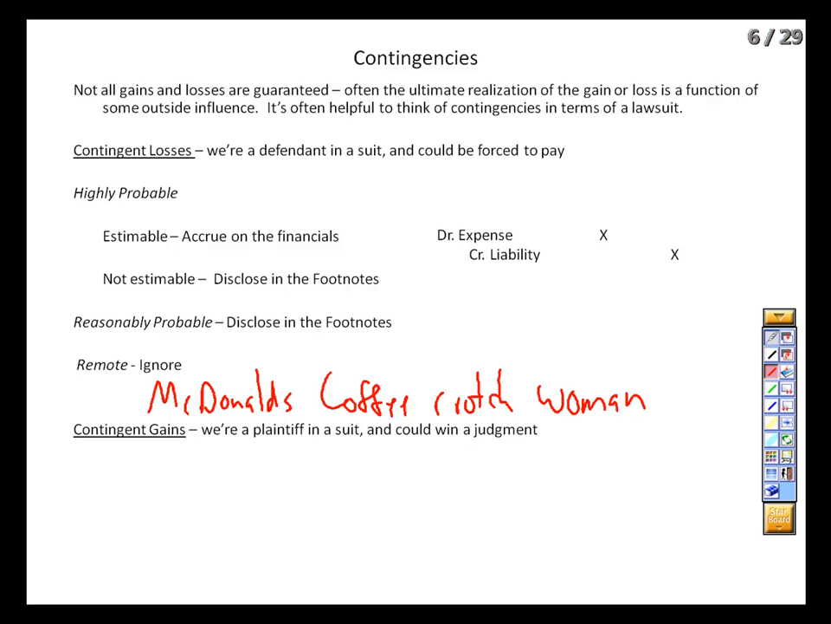But once a claim gets filed against us, we've got to start disclosing this stuff. Let's look at the contingent gain side. In this case, we're the ones who might come away with some money. If we're on the winning side and we think it's highly probable, we might disclose this in the footnotes. Maybe. We're definitely not going to record it in the financial statements, though. Anything less than a slam dunk, it doesn't even go in the footnotes.